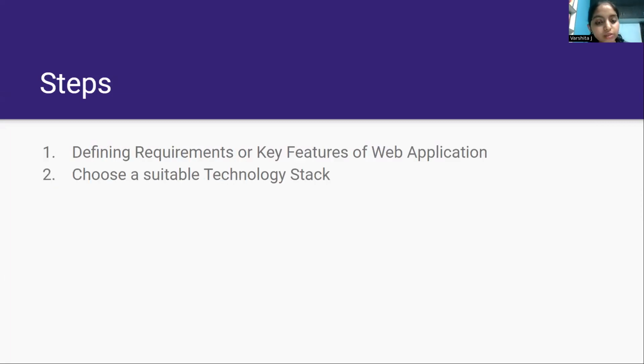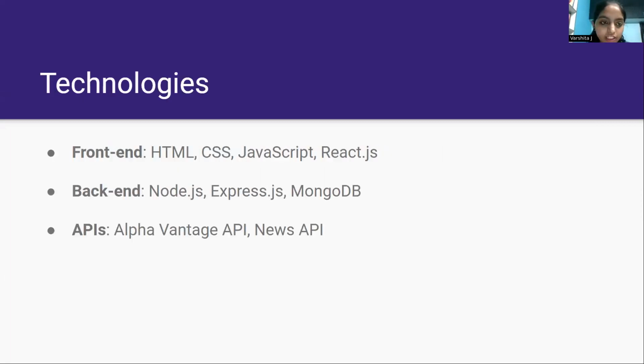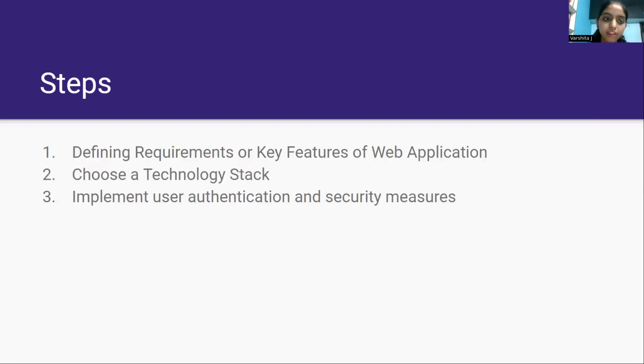Next step is to choose a suitable technology stack. The technologies that will be involved are for front-end, HTML, CSS, JavaScript, and React.js. For back-end, Node.js, Express.js, and MongoDB. And the APIs that will be used are Alpha Vantage API and News API. Alpha Vantage API will take care of the stock market data. News API will bring the relevant news updates to the user. The next step is to implement user authentication and security measures.